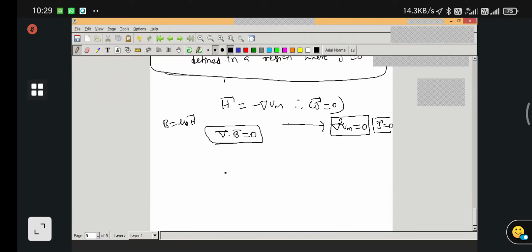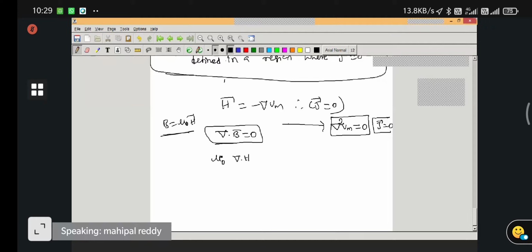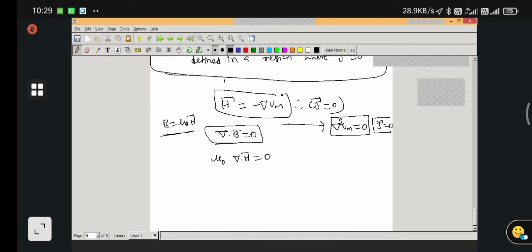Okay. What is this? B is equal to mu naught H. We can substitute B equal to mu naught H. Mu naught is constant, so I write it on the left side. Del dot B equal to mu naught del dot H. Mu naught is constant, so taking the left side, del dot H equal to 0. What is this? H is equal to minus del Vm. H vector equal to minus del Vm.